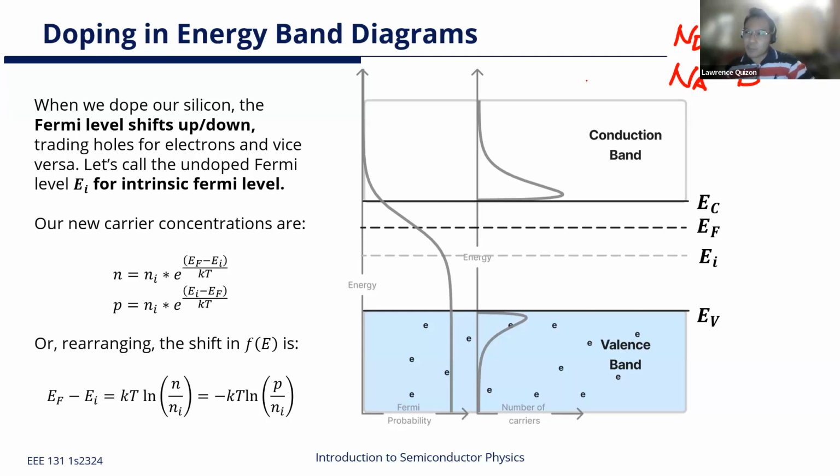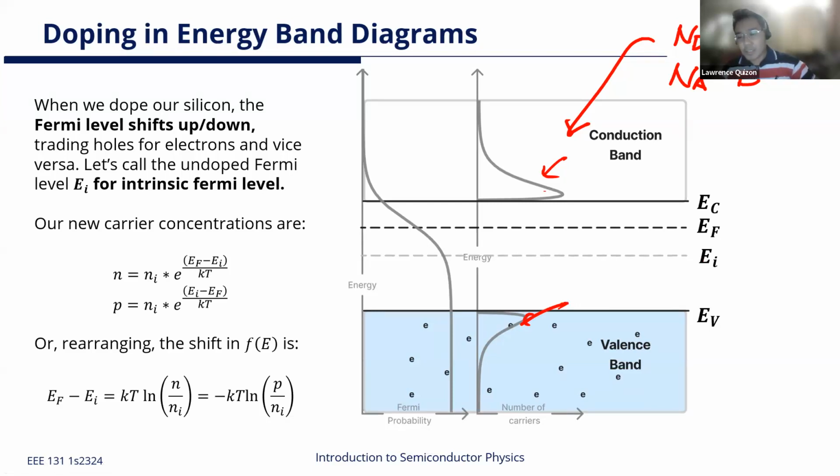Anyway, when we dope, we reasonably expect that when we dope with donors, the number of electrons in the conduction band will increase, so the bump here will grow. And the number of holes will decrease. Why? Because P is equal to Ni squared over N, right? So if N gets larger, P gets smaller. So we do expect the number of holes to go down.